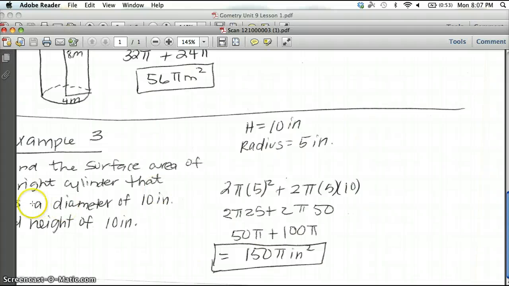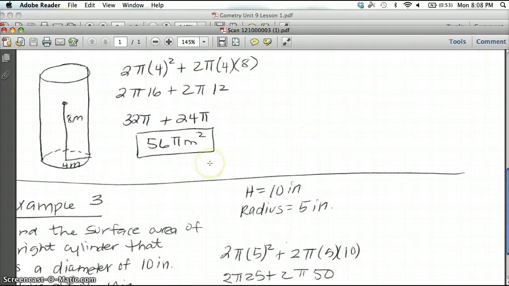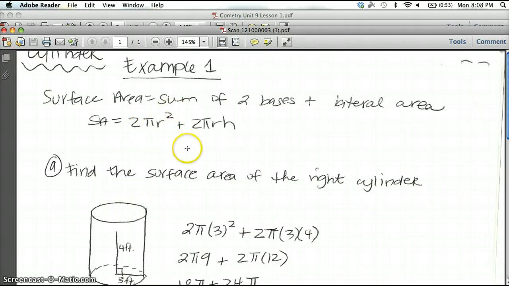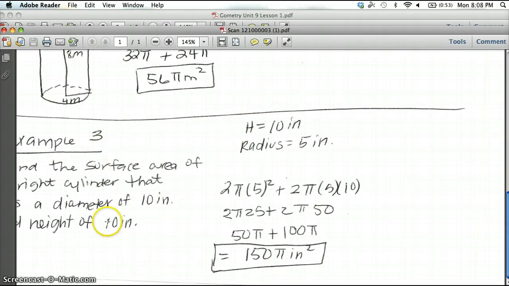And then finally, for example 3, it says find the surface area of a right cylinder that has a diameter of 10 inches and a height of 10 inches. So my height is 10 inches, and remember that my radius, which is what I need because my surface area is 2 pi r squared plus 2 pi radius times height, is half my diameter. So I'm just going to take my diameter, which is 10, cut it in half, and I get 5. So 2 pi times radius squared, so that's 5 squared, plus 2 pi times my radius, which is 5, times my height, which is 10. So 5 squared is 25, and 5 times 10 is 50. So 2 times 25 is 50 pi, plus 2 times 50, which is 100 pi. I added like terms, and I get 150 pi inches squared.